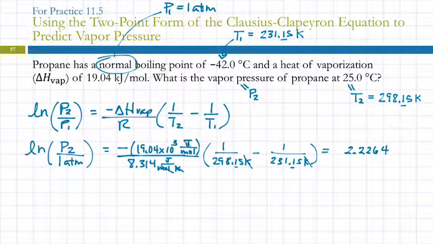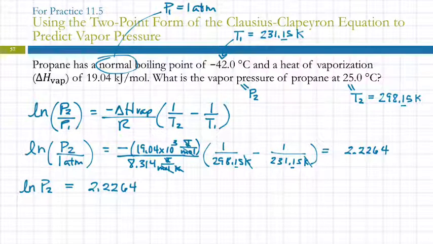My joules canceled out. What are the units there? There aren't any units. They canceled out. So this is just a regular old number there. If we look at this, the natural log of P2 dividing by 1 is still P2, right? The natural log of P2 equals 2.2264, which is all very nice and everything, but that doesn't tell us what P2 is.